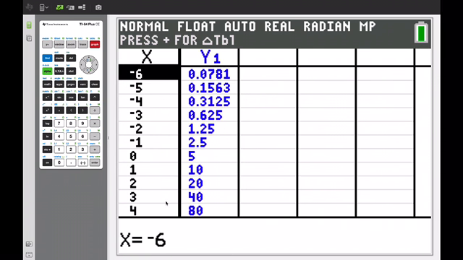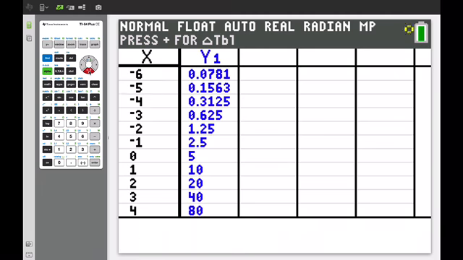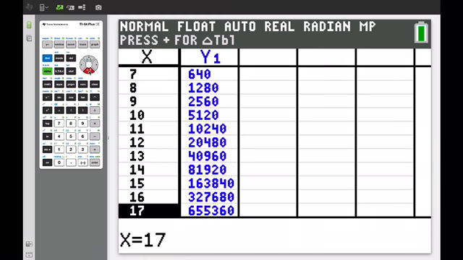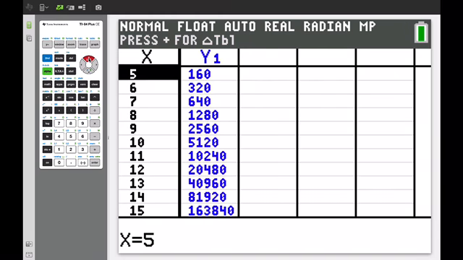Now, if you look at your table, it goes after 4, it goes down to 5, and we're ending at 4. So what we can do is come over here to this round set of keys, and we're going to do the down arrow, and that takes us down the table, and we can go as far as we want. So you can check and see it's getting really big. So these numbers are getting very, very large. And so you can go as far as you want on this. So I'm going to go and type in 5 is 160.